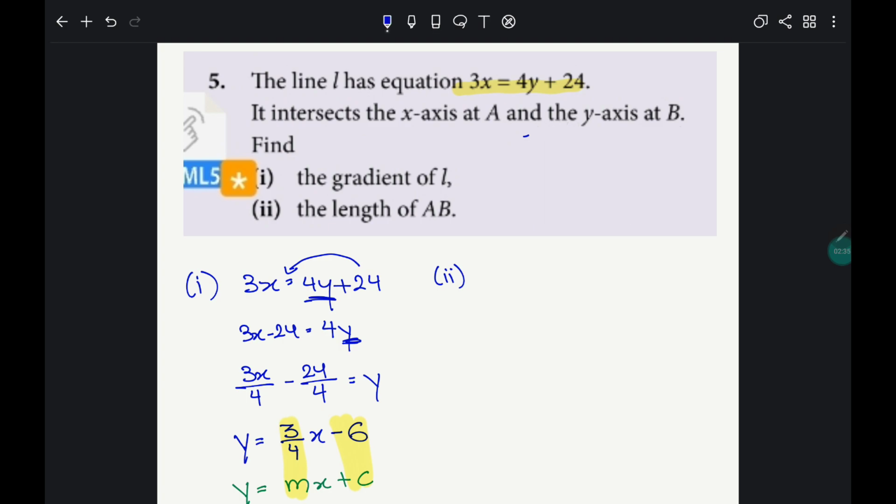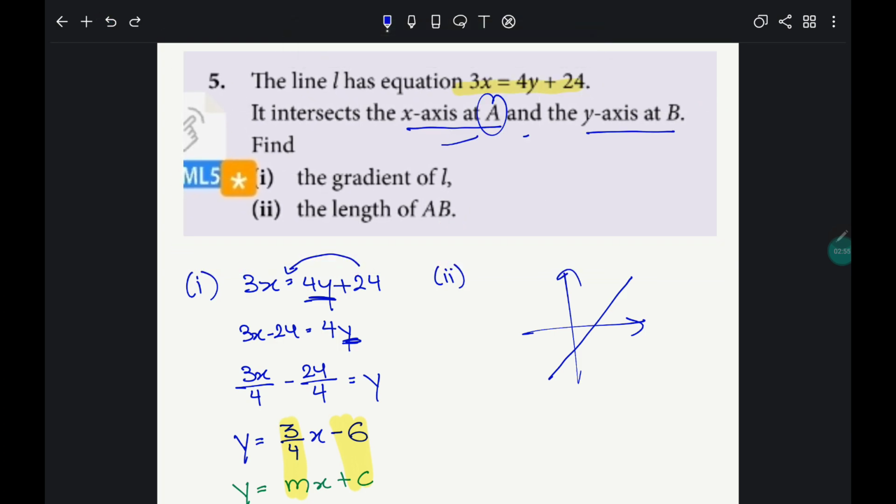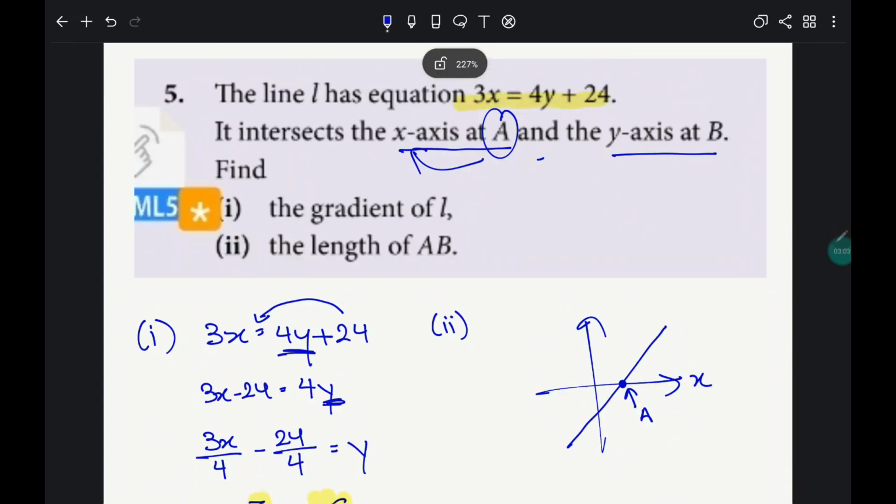But they did mention something about point A and point B. If I were to draw on the graph, this is my straight line. Point A intersects the x-axis, so this is my x-axis, and this point here is A. B intersects the y-axis, B over here. So they ask you to find the length between these 2 points.